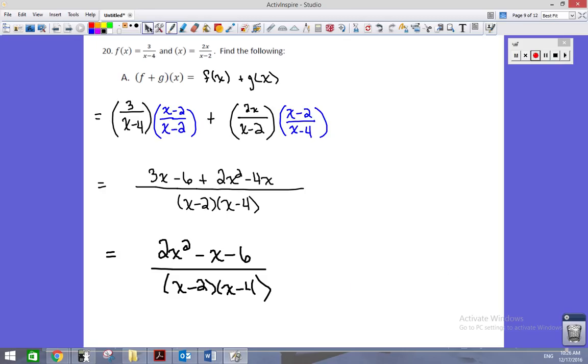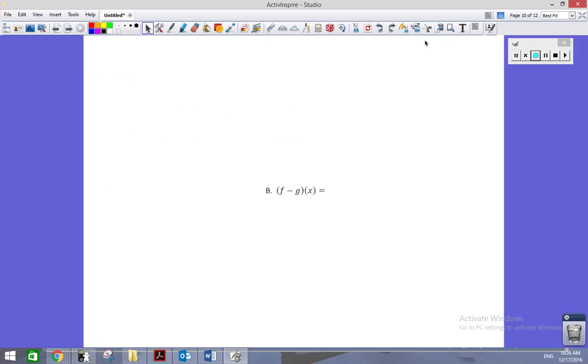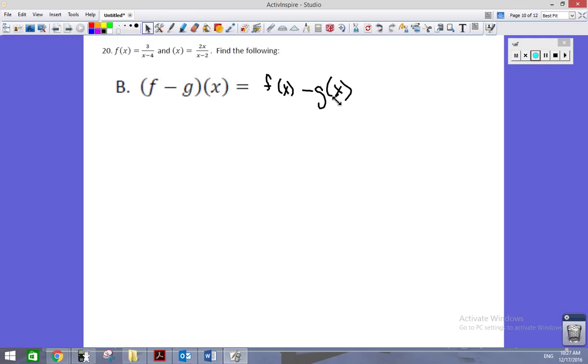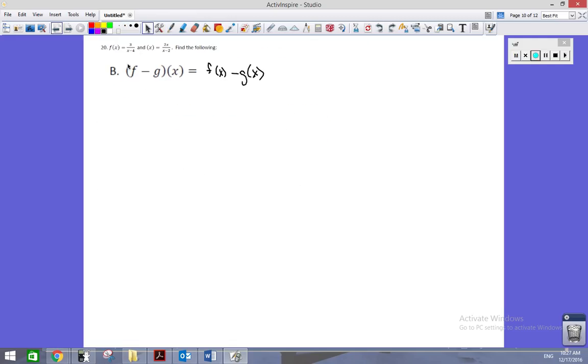Let's take a look at part B. I think I'll need these two functions. So now it's the same idea, except instead of adding the functions, we're going to subtract them. So we've got f of x minus g of x. So let's use some of our previous work.